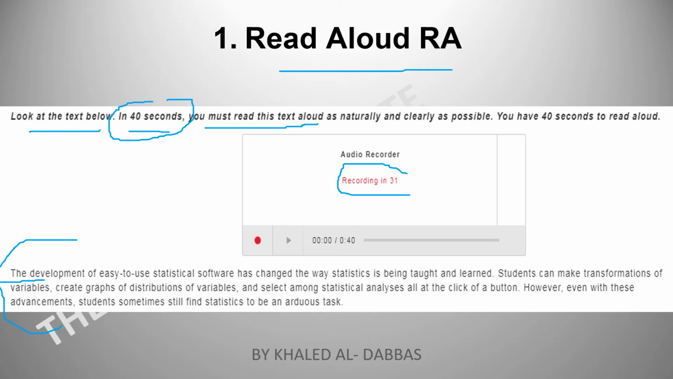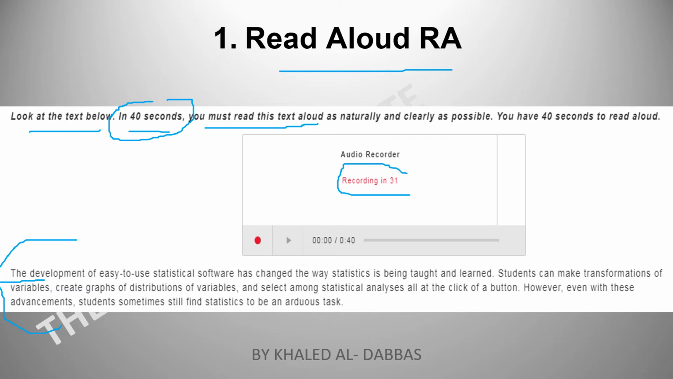And now I will give another attempt with very high speed. The development of easy-to-use statistical software has changed. Here, the speaking speed is very high, and thus it will be difficult for the software to understand my words. And in this case also, the speaking score is going to be very, very low.